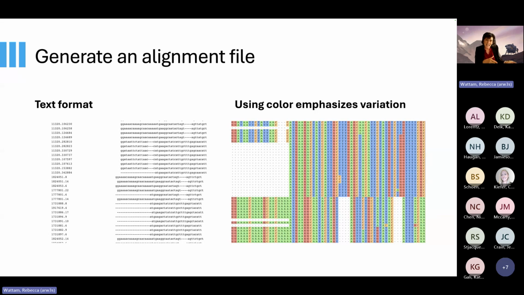Now you can see it as a text format, which is what the computers like to read, or you can see it in color, which is what the human eye likes to see, so that you can look at variation and change. And these are the same things, the same sequence, the same alignment, seen either in text or color variant.